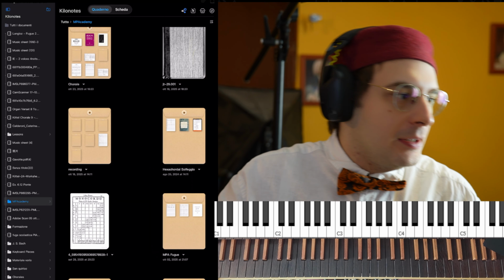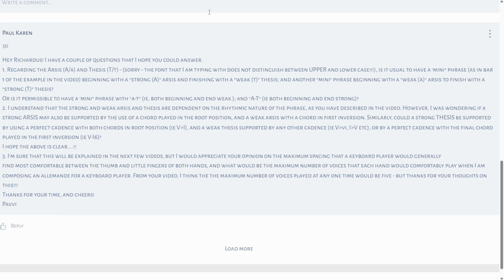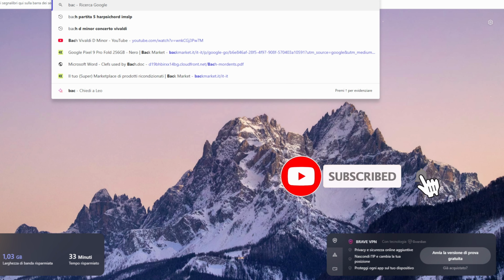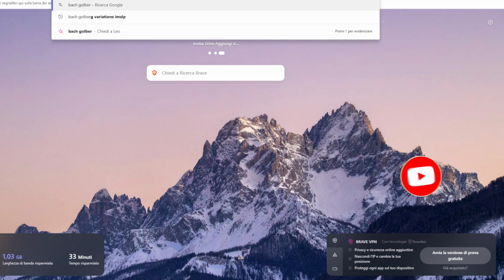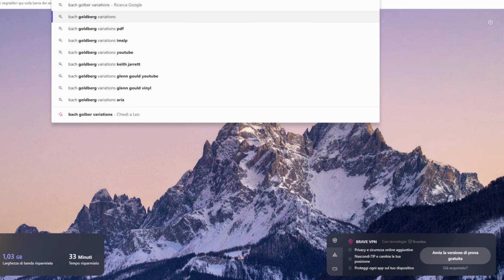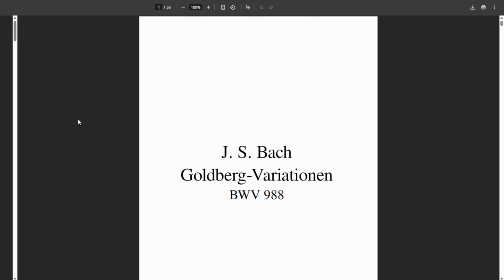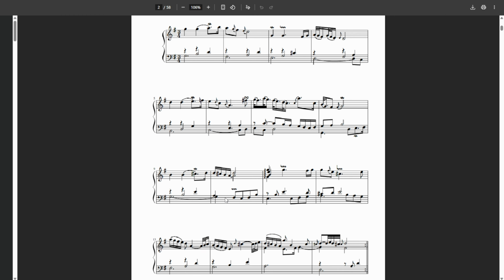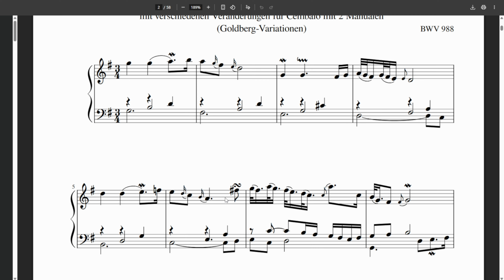No, I cannot see it here, so let's take another. So let us take from the web Bach Goldberg variations. As you can see, PDF. Good. Okay, now we need just the aria. Let's take this. Tan, tan, ta, ta.